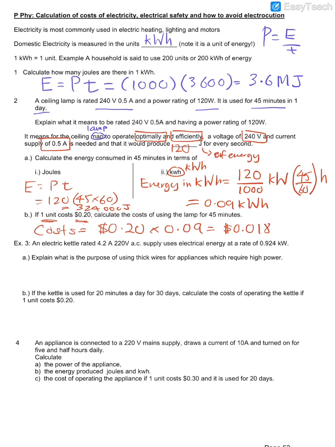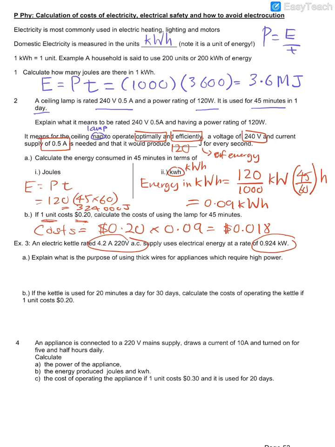So question 3. Look at question 3. Electric kettle, 4.2 amperes, 220 volt AC supply. Uses electric energy at a rate of 0.924 kilowatt. They're going to ask you to calculate. That is not a problem. The problem is maybe 3A. Explaining is harder.